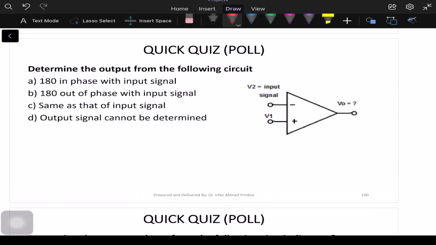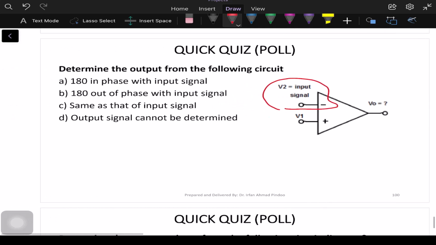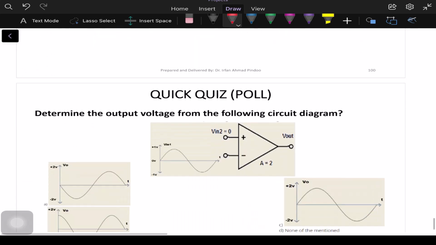Then some quick quiz questions for you. Determine the output from the following circuit. So first thing, where is the input voltage connected? Input voltage is connected to the minus. So what will happen? Your output will be 180 degrees out of phase with the input. So the answer will be B.